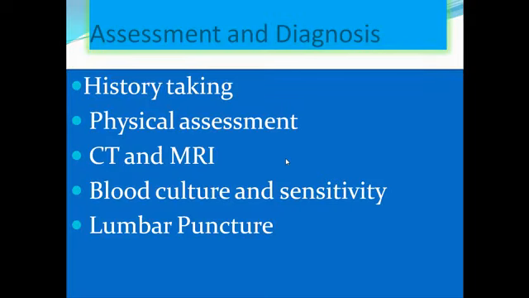So when we find a meningitis patient, we have to assess and diagnose it accurately. Without accurate diagnosis, it will be very hard for us to manage. So history taking, physical assessment, and after that we can perform CT scan, MRI to exclude other brain lesions, blood culture and sensitivity, and lumbar puncture. It is very much important. We have to perform lumbar puncture for CSF analysis. And with the help of CSF analysis, we can diagnose a case of meningitis. Is it viral, bacterial, or any other cause?